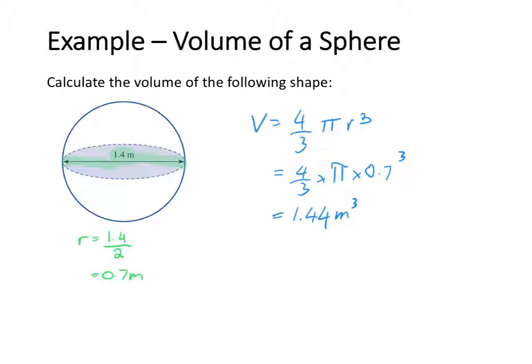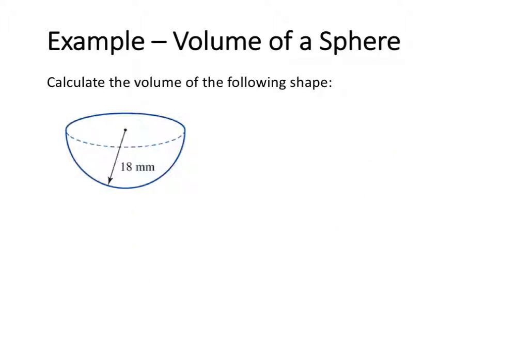So let's have a look at a second example. In the second example, we want to find the volume of a semisphere or half a sphere. We can do this by using the same formula and dividing the answer by 2. Now before we start, I need to check whether I have the diameter or the radius. And in this example, they've given us a radius, which is equal to 18 millimeters. So I don't need to do any additional calculations before I can start finding the volume of the shape.